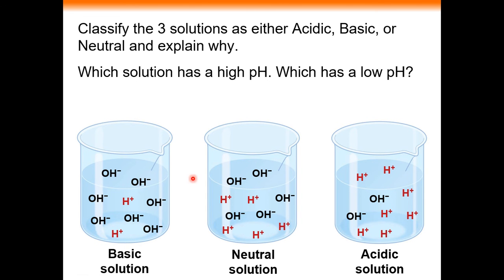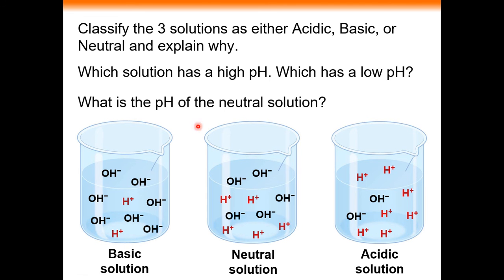And this one here in the middle, the neutral pH, what's its pH number? So give a number. Usually it runs from 0 to 14. Remember, what pH do you think a neutral solution is? 7, right.